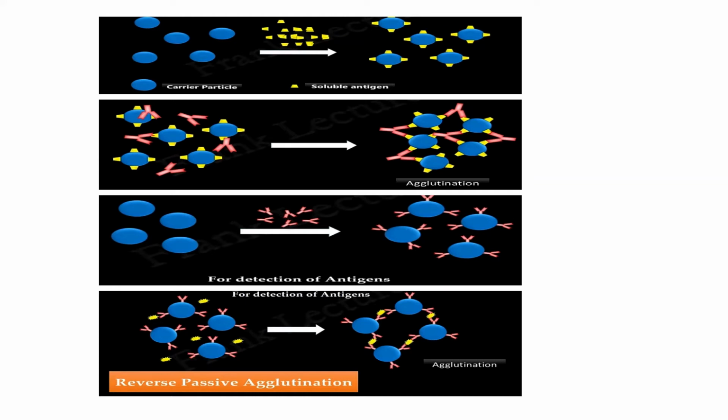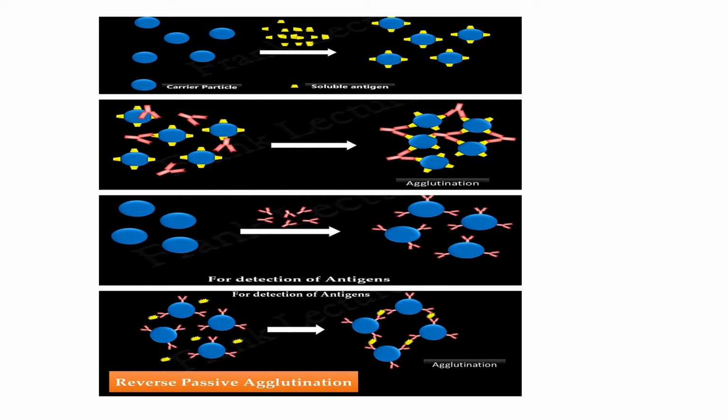Let's say that we have carrier particles. In the first row, we add an antigen of interest, such as soluble antigens. As a result, we can see that the carrier particles are coated with soluble antigens. In the second row, we add a specific antibody for these antigens, and we can see the agglutination reaction as the antibodies react with antigens, and these particles are agglutinated with one another.